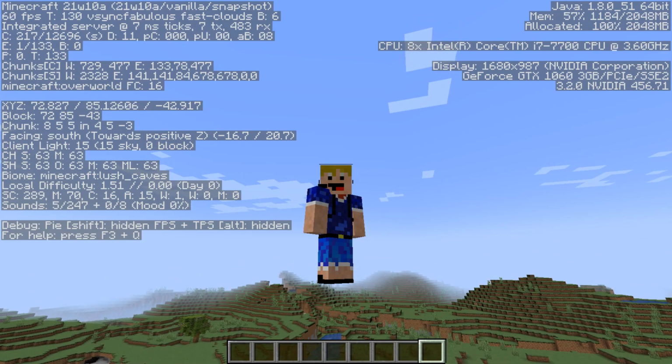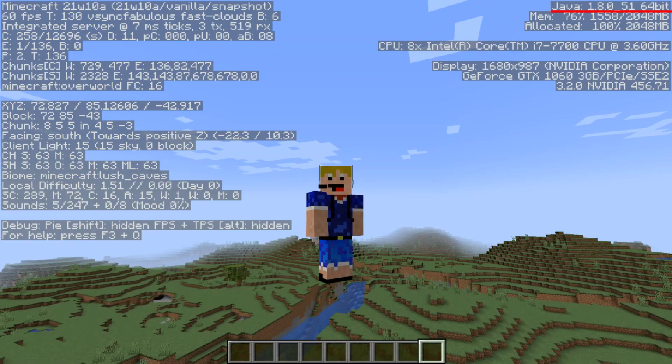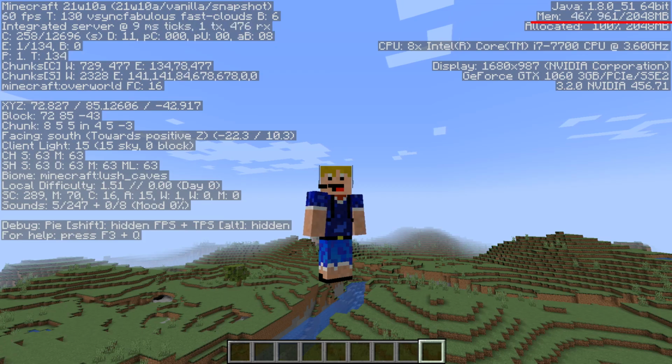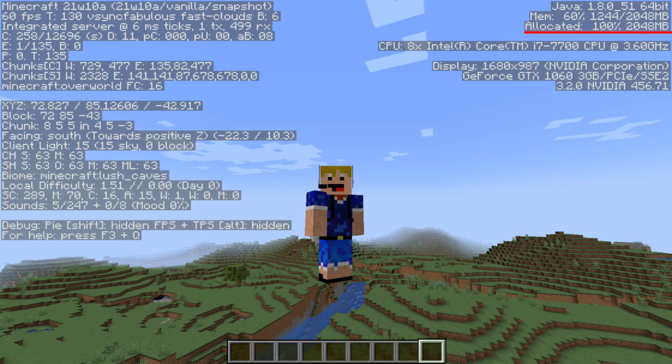Now let's move over to the right hand side. So first of all we have Java, which shows the Java version the player is running, and if it is 32-bit or 64-bit. So that's not the version of Minecraft, but the version of Java. Then below it, it shows the amount of memory the game uses, both as a percentage and as a megabyte value. And it also shows the maximum amount of memory the game can use, which in my case is 2 GB or 2048 megabytes. And then below that you see the amount of memory the game has allocated from the max the game can use, which in my case is just 100%, 2 gigabytes.